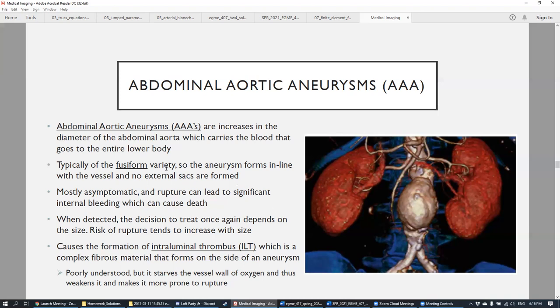And just like cerebral aneurysms, these are mostly asymptomatic, but if they rupture, they can lead to really significant internal bleeding. When detected, the decision whether to treat an aneurysm really depends on the size. What's unique about AAAs is that they can cause the formation of what's called intraluminal thrombus, a complex fibrous material that forms on the wall of an aneurysm. People are still studying exactly what it does, but they know it robs the vessel wall of the oxygen and nutrients it needs and makes it more susceptible to rupture.